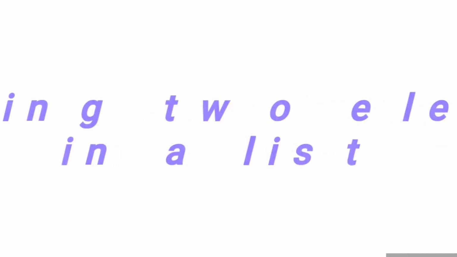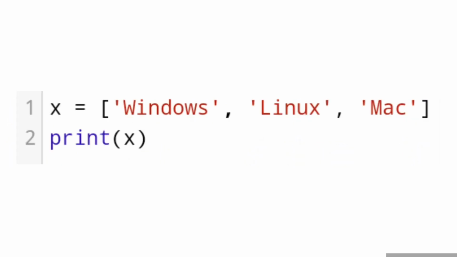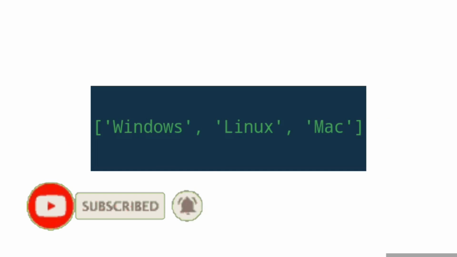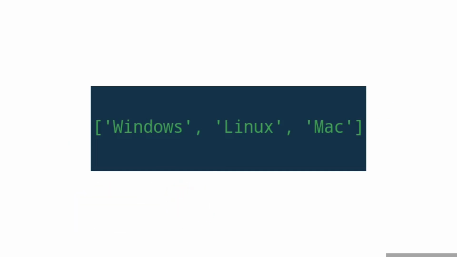Now what if we want to swap two elements in a list? We can do that. So guys, let's do that. So guys, here we have a list x having values Windows, Linux and Mac. We are going to swap Windows and Mac with each other. If we simply print the list, we will get the output like this.